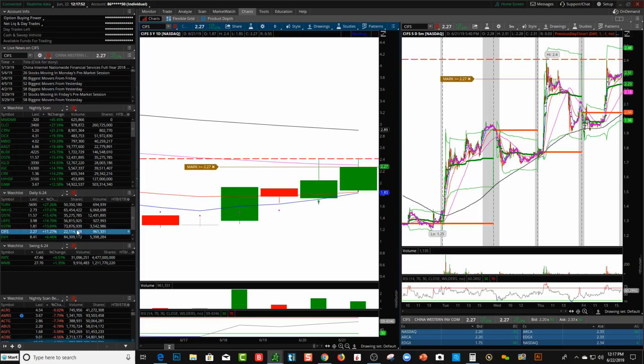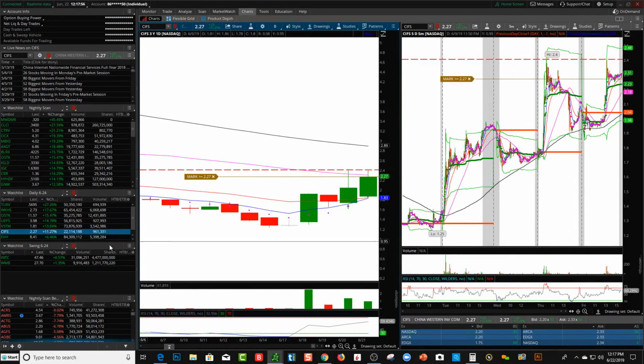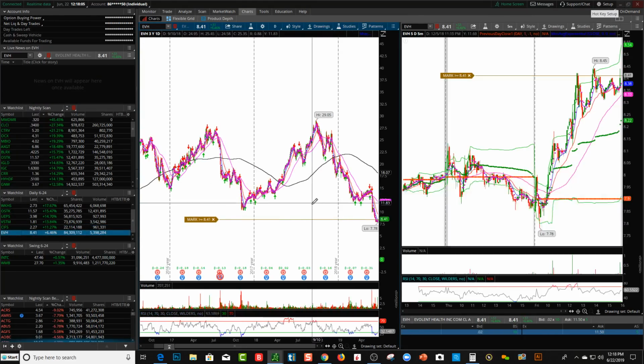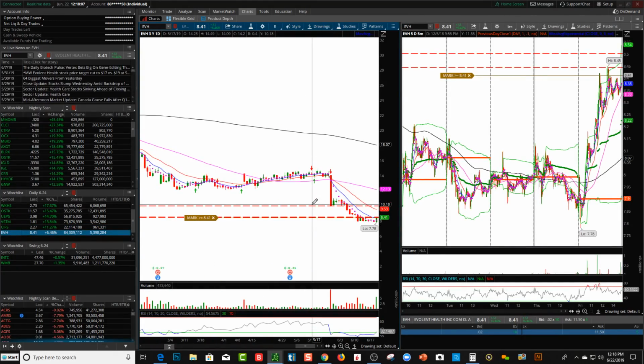So this will give you kind of a lower float, possible breakout. Got to watch and see. So it's giving you a little bit of diversity of having that lower float on the watch list. And last up on the daily watch list would be EVH. This is kind of more of my favorite.